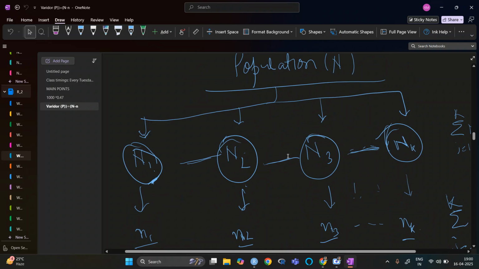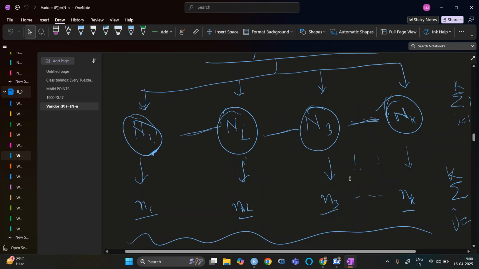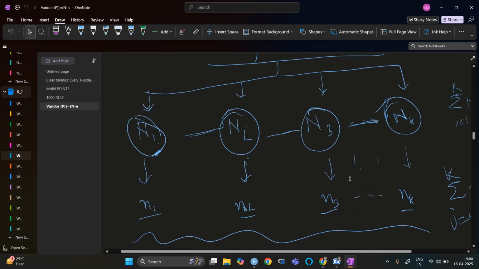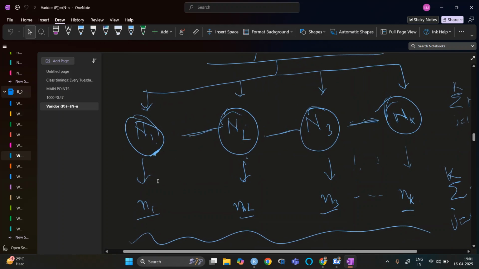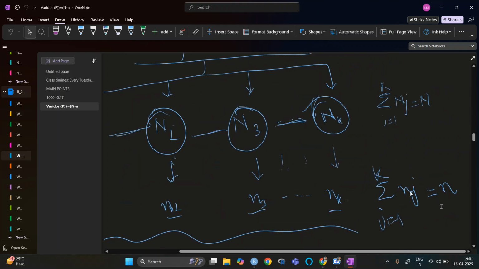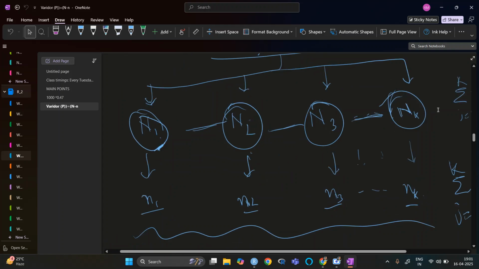So this one is N1, N2, N3 up to NK. Then from these populations, we take the samples, small n1, small n2, small n3, up to small nk. Now this summation is equal to small n, and the population summation is equal to capital N.